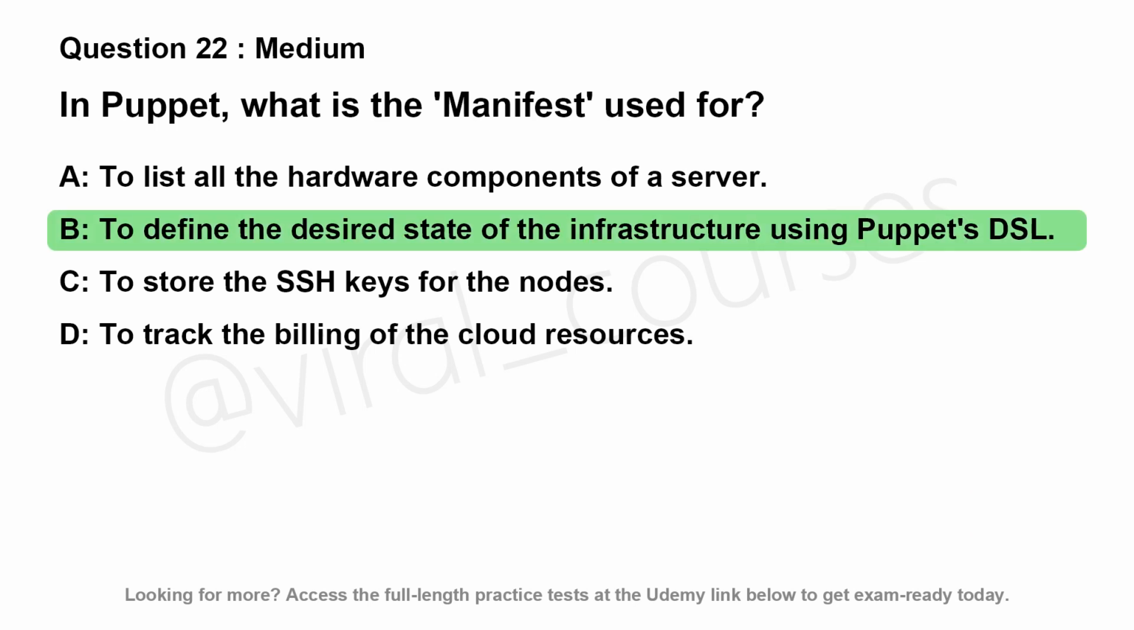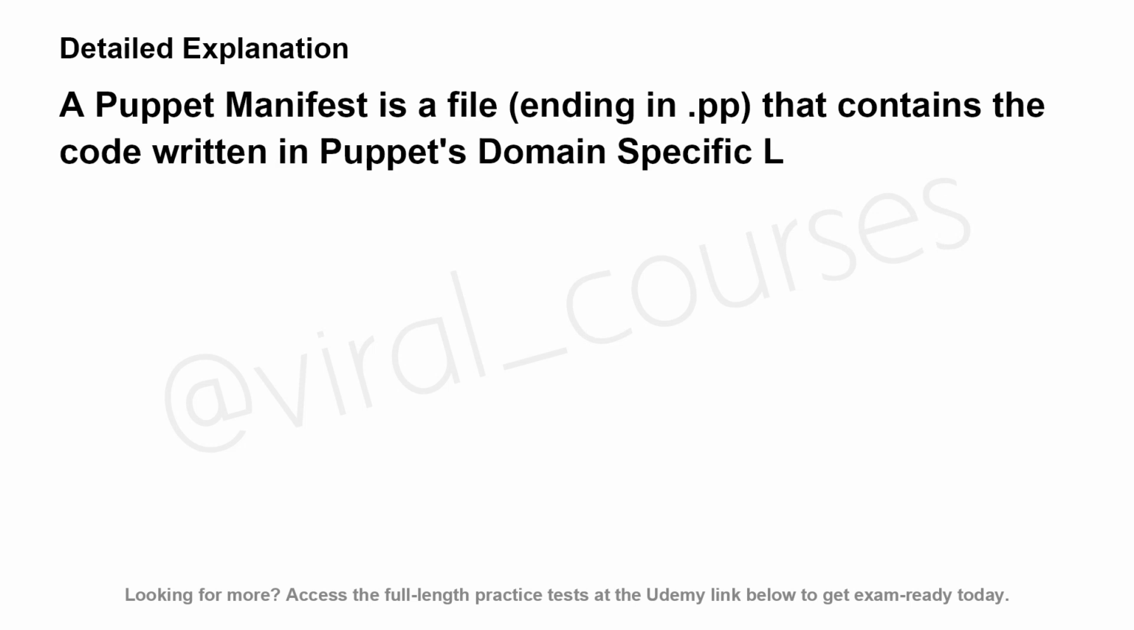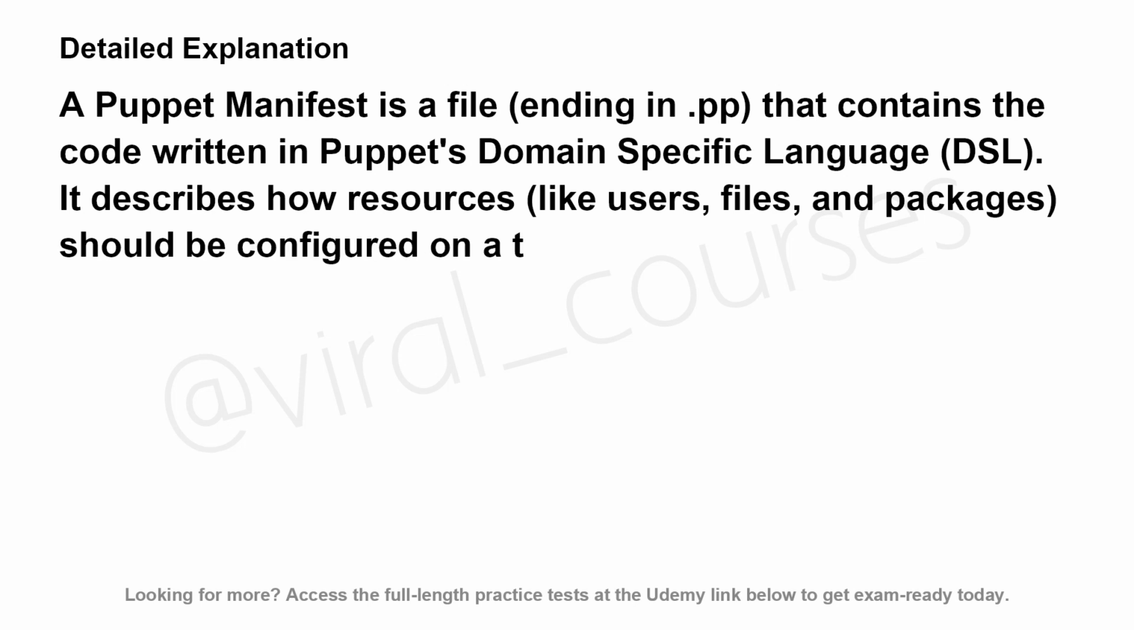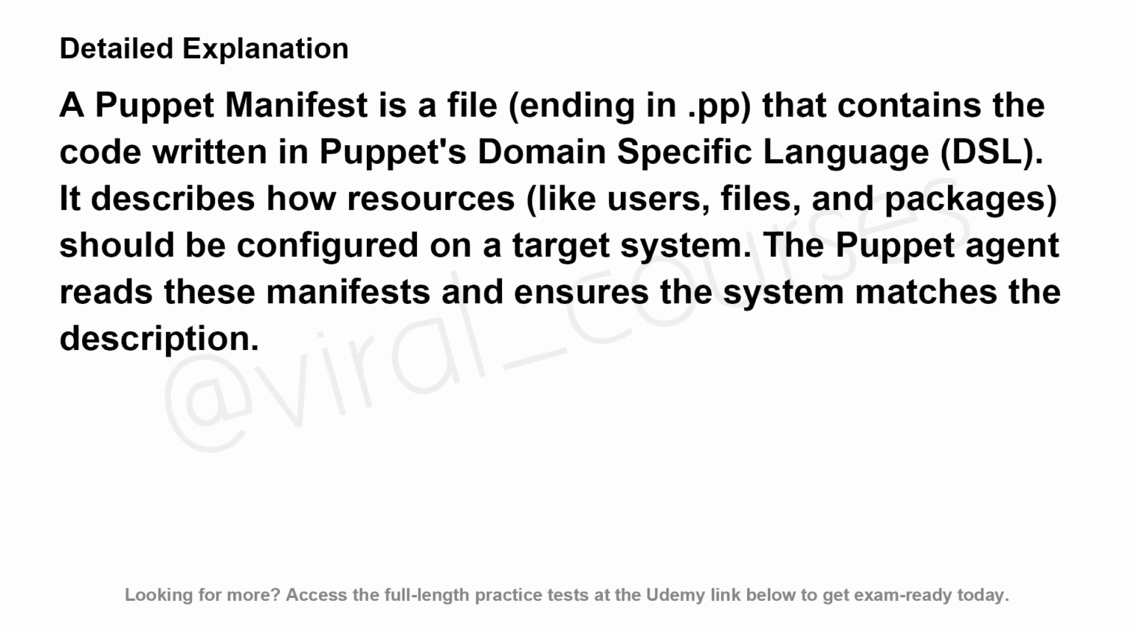The correct answer is B. A Puppet manifest is a file ending in .pp that contains the code written in Puppet's domain-specific language, DSL. It describes how resources, like users, files, and packages, should be configured on a target system. The Puppet agent reads these manifests and ensures the system matches the description.